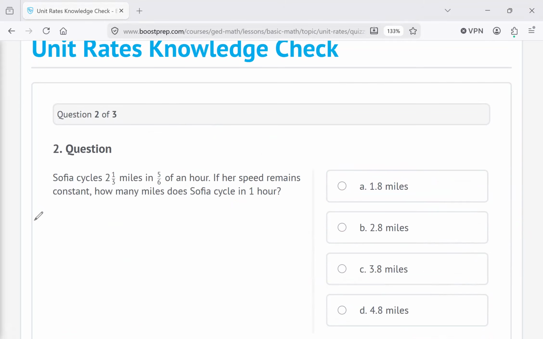Question two. Sophia cycles 2 1/3 miles in 5/6 of an hour. If her speed remains constant, how many miles does Sophia cycle in 1 hour? So this one, you don't have to use the formula distance equals rate times time. This one is a proportion. You don't have to use the formula D equals RT. You're going to set it up as a function.